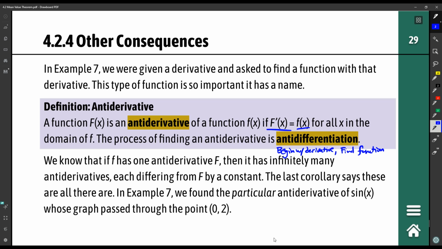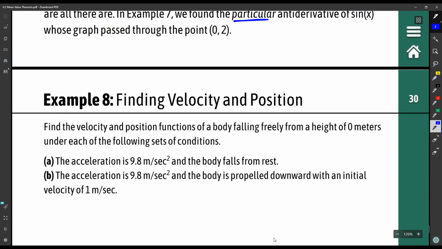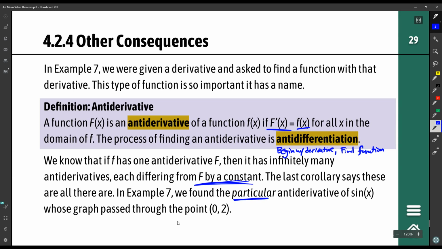Now we know that if f has one derivative only, then it has infinitely many antiderivatives because they all differ by a constant. That last corollary says that this is all there are. In example 7, we found, like I said before, the particular antiderivative of sine of x, whose graph passed through the point (0, 2). There is another example after this, but we're going to save that for class time or a separate video, and that ends our discussion of the mean value theorem.